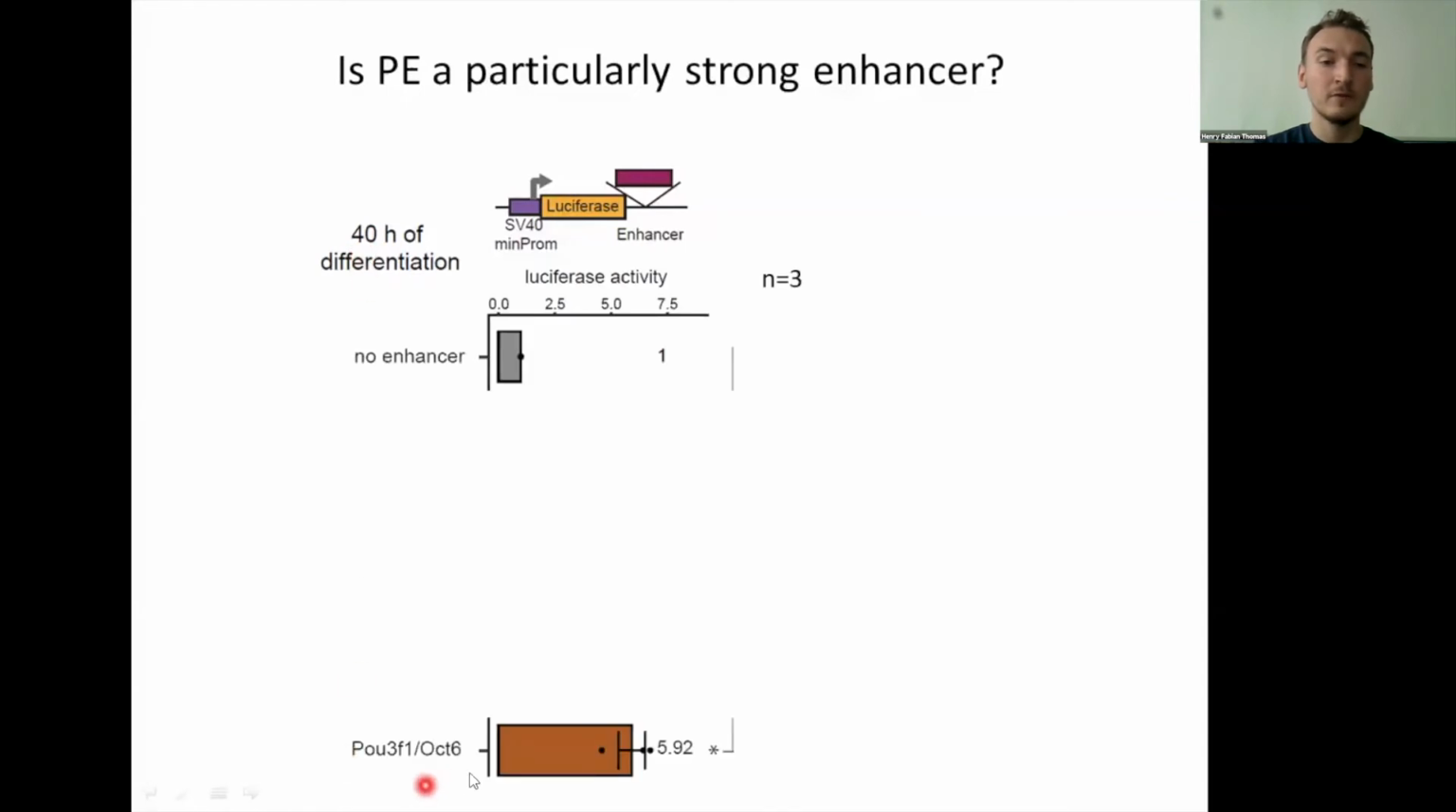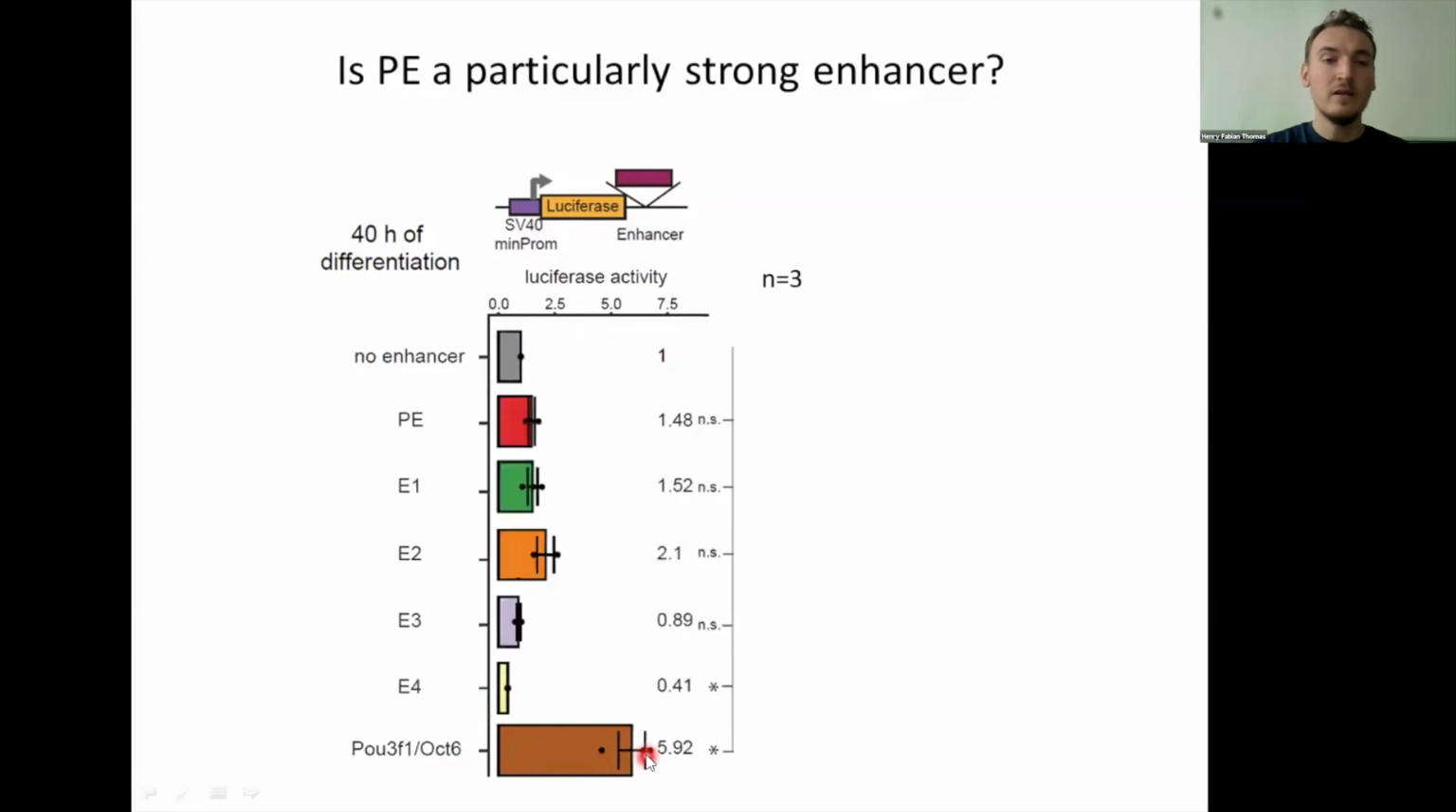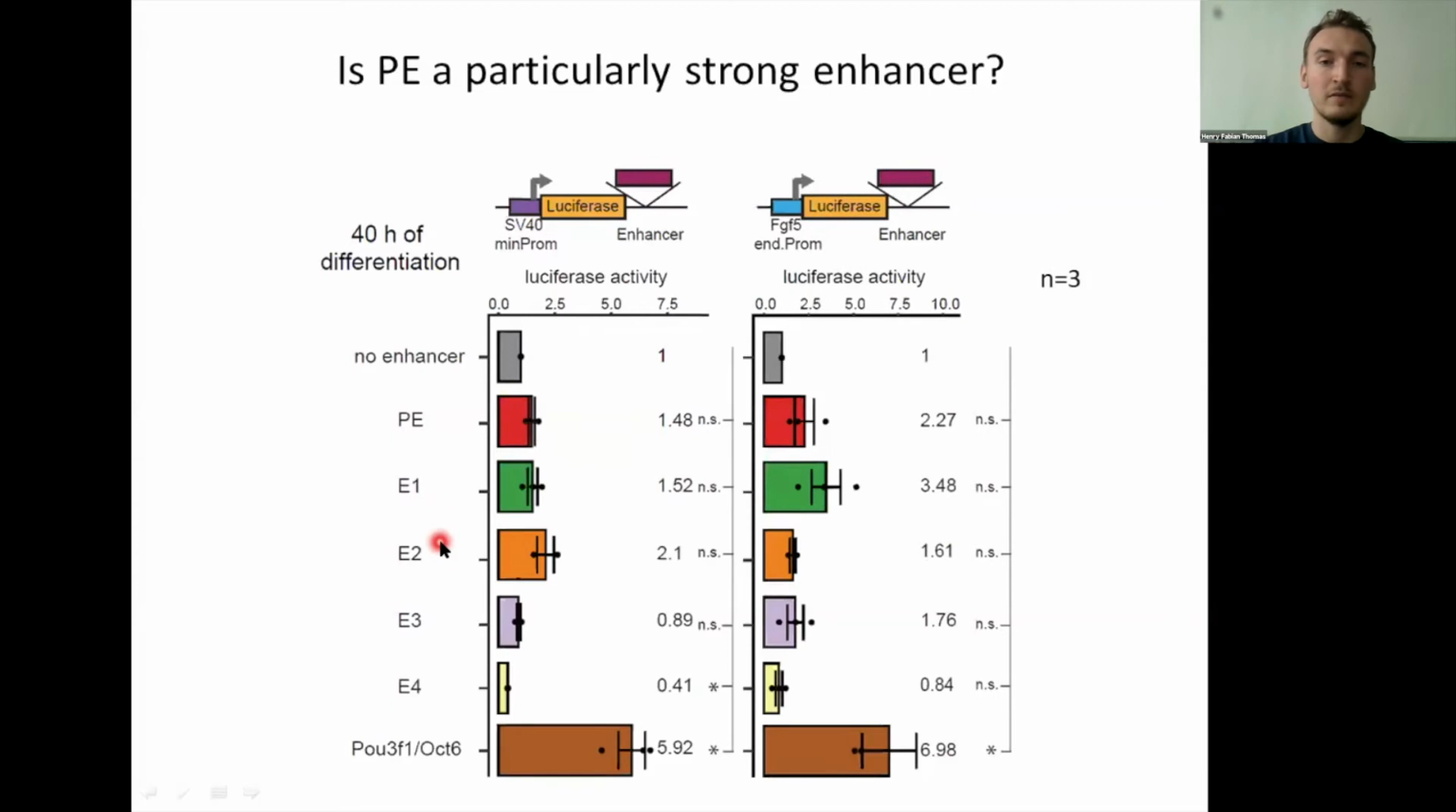While our positive control, the OPT6 enhancer, strongly activated luciferase activity, none of the enhancers from the Fgf5 locus caused a very strong increase in luciferase activity. And in fact, we couldn't even detect a significant increase, most probably because these assays are quite noisy. We're currently working on improving them, but what we for sure can take away from these data is that PE by itself is not a stronger enhancer than, for example, E1 or E2. And this is also true if instead of the minimal SV40 promoter, we use the endogenous Fgf5 promoter.